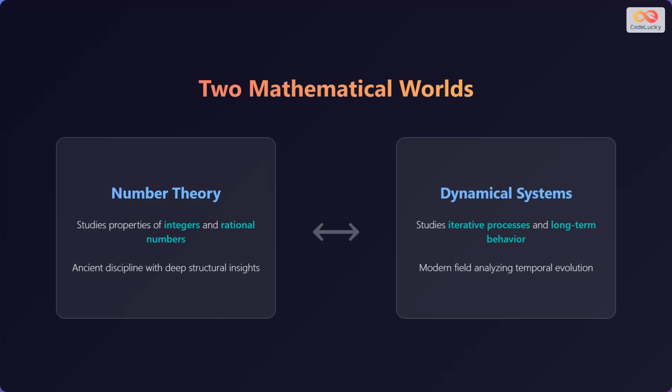Let's consider the two mathematical worlds that come together in arithmetic dynamics. On the one hand, we have number theory, which studies properties of integers and rational numbers. It is an ancient discipline with deep structural insights. On the other hand, we have dynamical systems, which studies iterative processes and long-term behavior. It is a modern field analyzing temporal evolution.